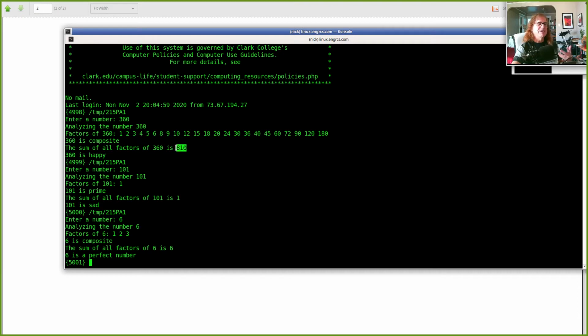So while you're doing this print, you can be going through that loop and figuring out the factors, and every time you find a factor, add it to a running sum. When you get out of that loop, you'll have printed all of the factors. Print a new line, and then you can just look at the sum. If the sum is 1, the number is prime. If it's bigger than 1, the number is not prime. And then you can compare the sum to the number and tell if it's happy, sad, or perfect.